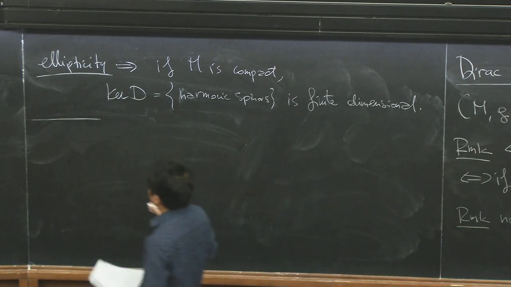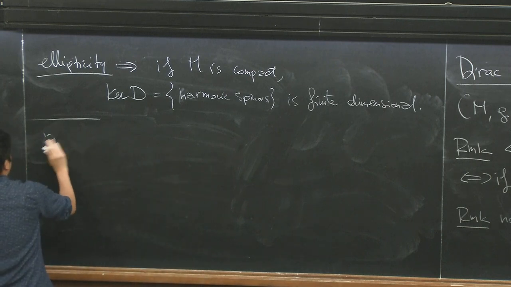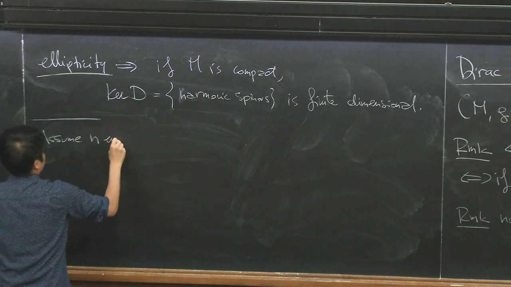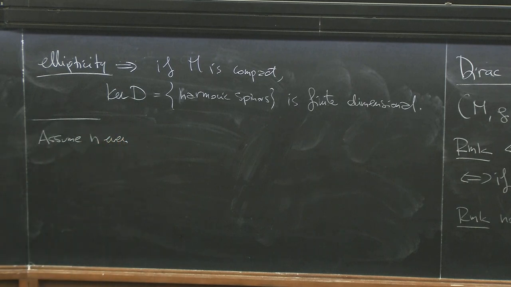Now let's assume n is even. For the first two lectures, I will mostly talk about the n even dimensional case. Then we'll switch to our favorite dimension, which is 3. And then, of course, we have to go to n odd in the last lecture. Let's look at n even, what happens.